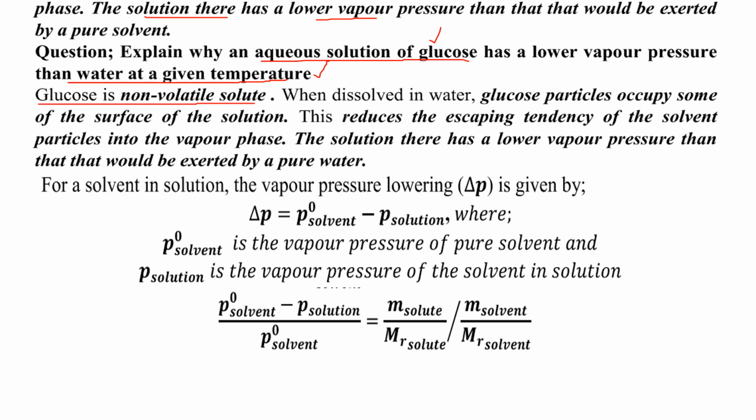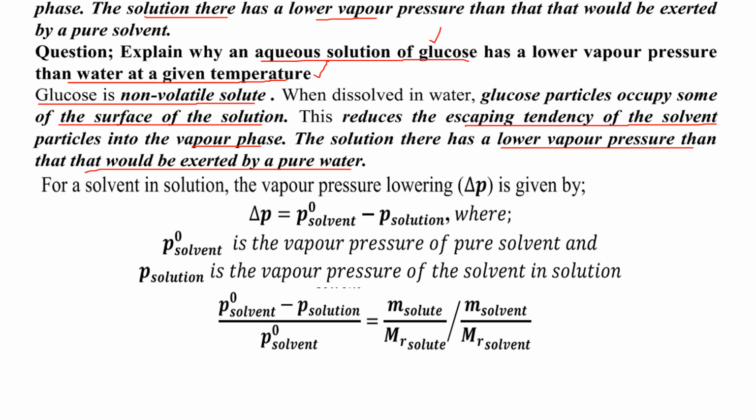So once we add the non-volatile solute to a solvent, we are saying that the glucose particles are going to occupy some part of the surface of the solution, and it's going to reduce the escaping tendency of the solvent molecules into vapor phase. And once that happens, the solution is going to have a lower vapor pressure than that which would be exerted by the pure water, which lacks glucose. So I hope that is very simple to understand.